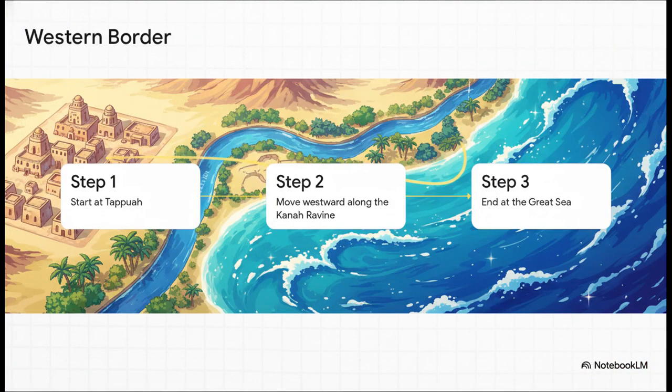Next up, verse 8 maps out the western trajectory. Starting from a city called Tappuah, the border goes westward to the brook of Kanah, or the Kanah Ravine, and once again finishes at the Great Sea, the Mediterranean.